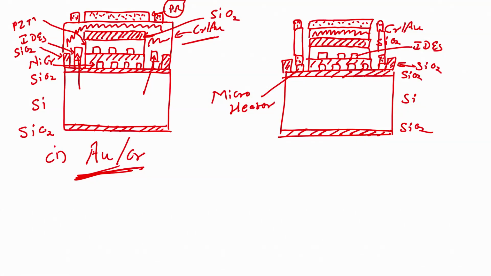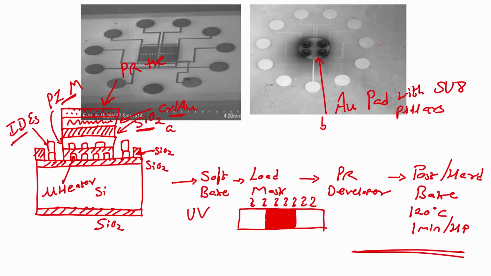Now, what is the next step? Next step is that you have to strip photoresist by dipping the wafer in acetone. We all know, by dipping the wafer in acetone. If you do that, what will happen? The photoresist will get stripped, and you will have a chip with a gold pad on interdigitated electrodes. So, what we will have? We will have this particular chip, but without SU8 pillars, okay.